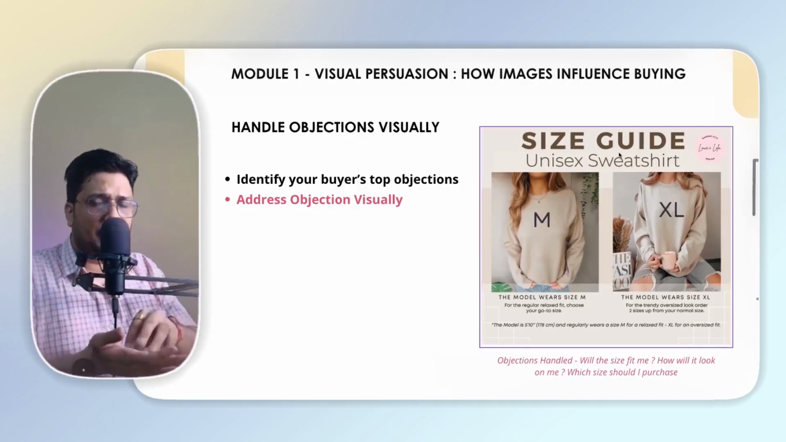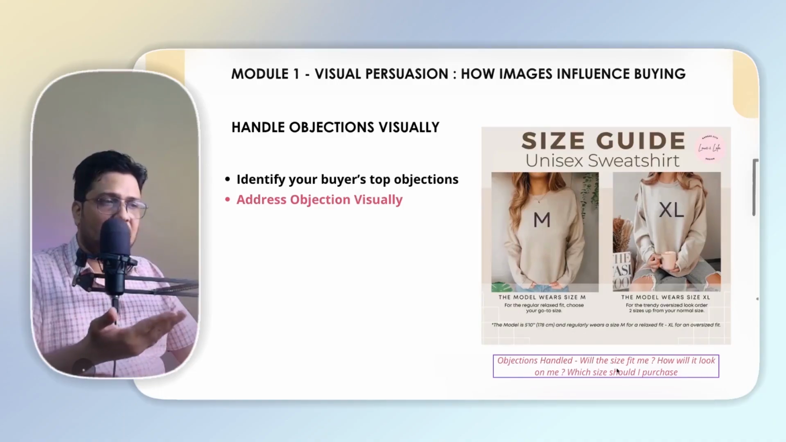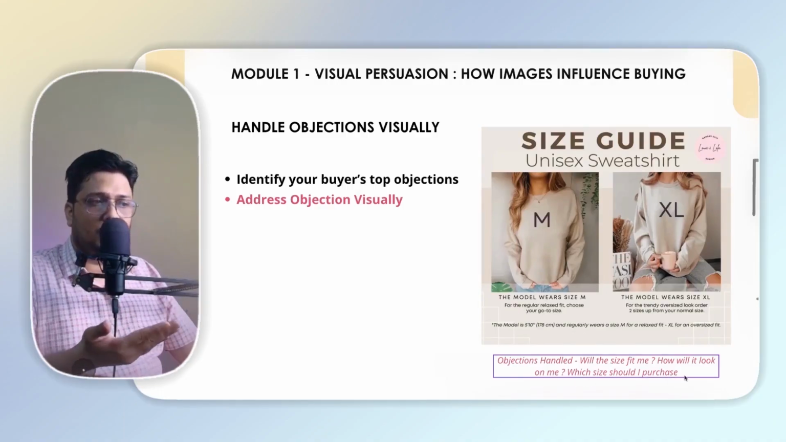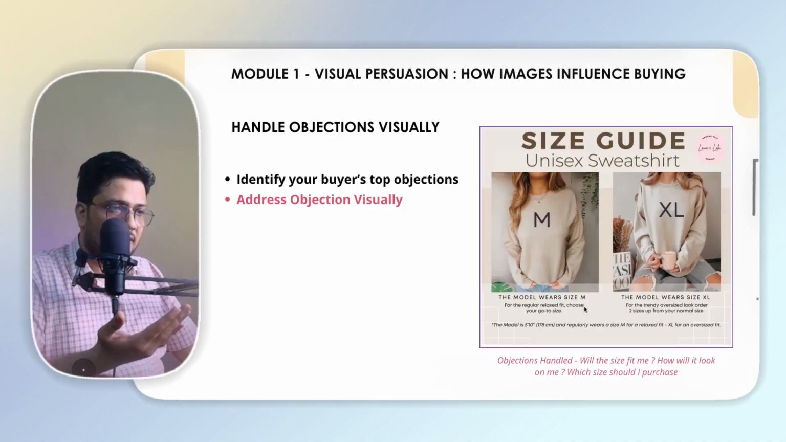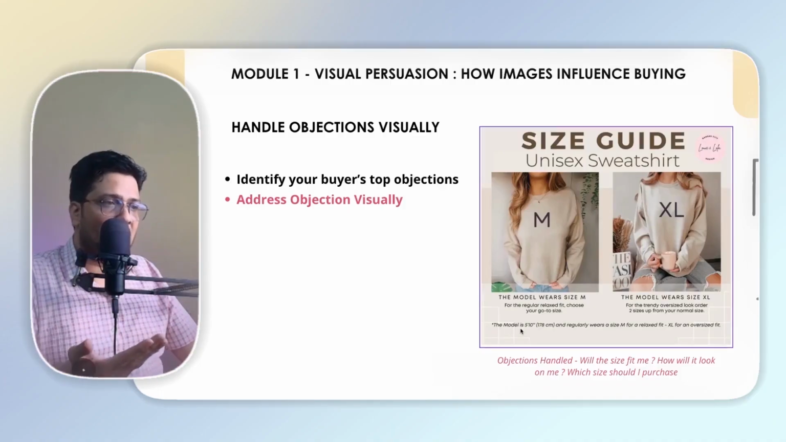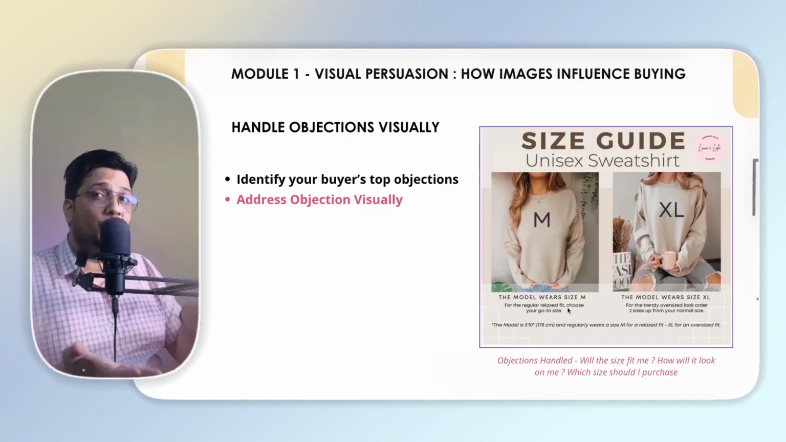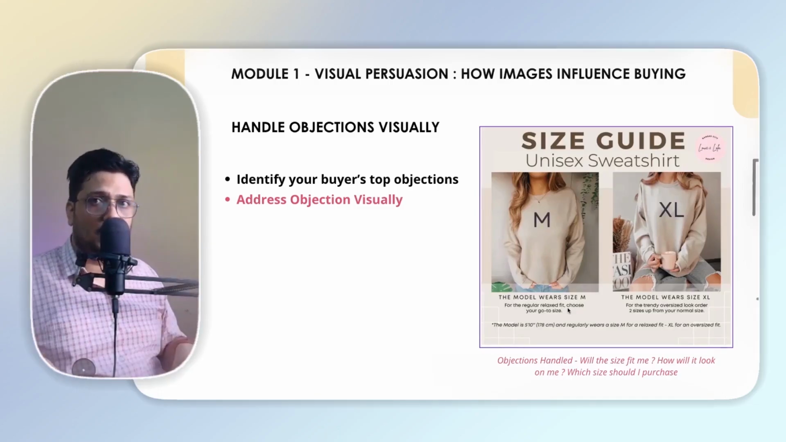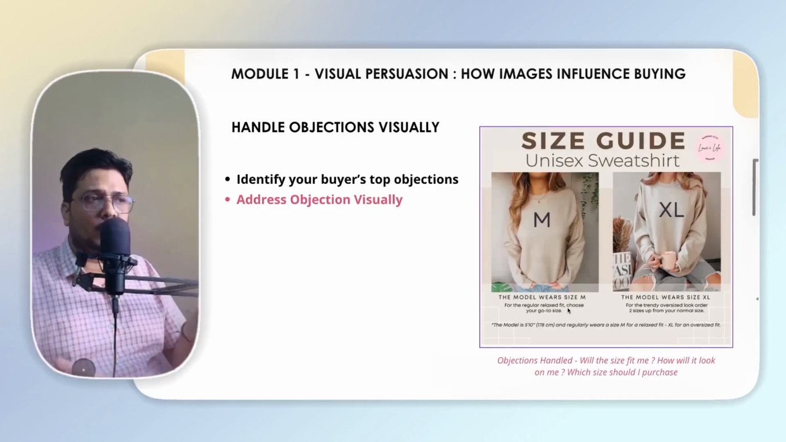I could not find any example with tumblers, so I'm using a sweatshirt example here. Size guide: the first objection handled in this case is, will the size fit me? How will it look on me? Which size should I purchase? Clearly the seller mentions the model wears size M. For the regular relaxed fit, choose your go-to size. And then it adds that the model is 5'10" and regularly wears size M for a relaxed fit, XL for an oversized fit. So it clearly addresses the objection of whether this product will fit my body and how it will look. And again, they are not using any high production images.